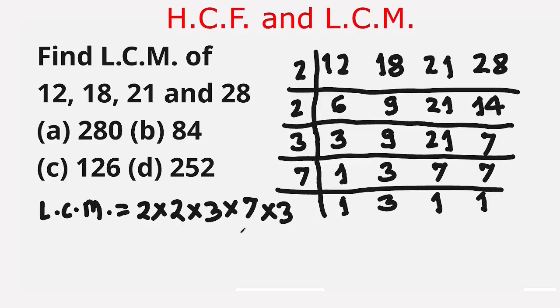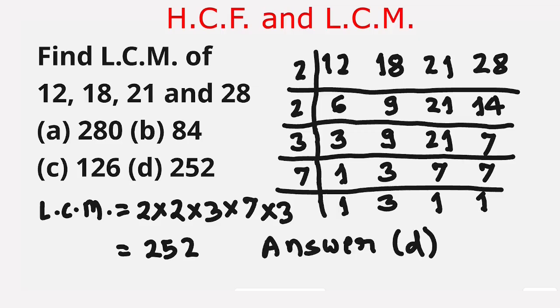3 times 7 is 21. 21 times 3 is 63. 63 times 2 is 126 and 126 times 2 is 252. So our LCM is 252. And from the given options, our answer is option D, 252.